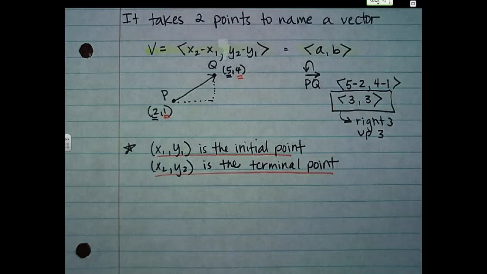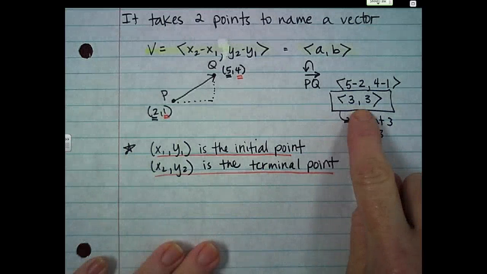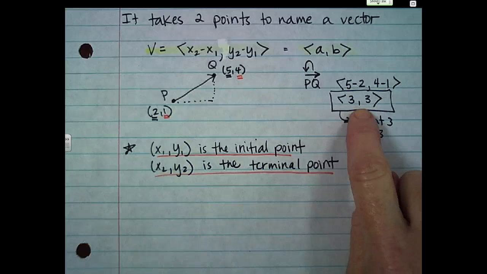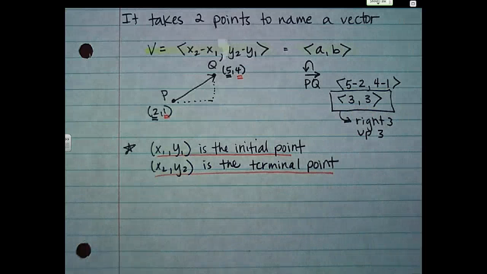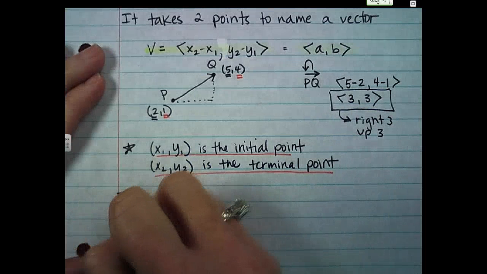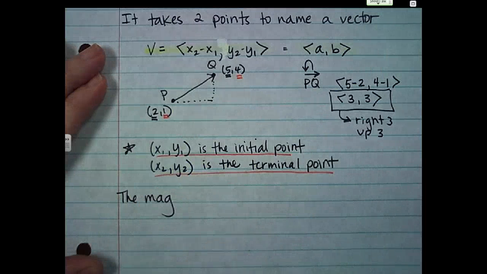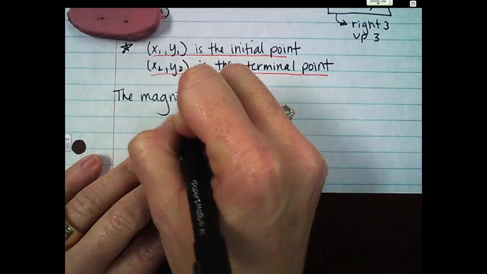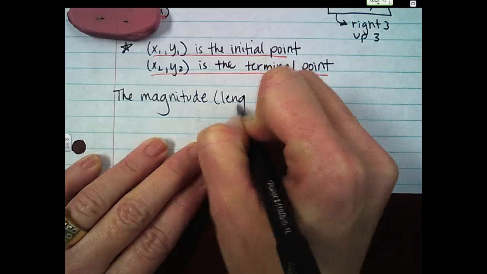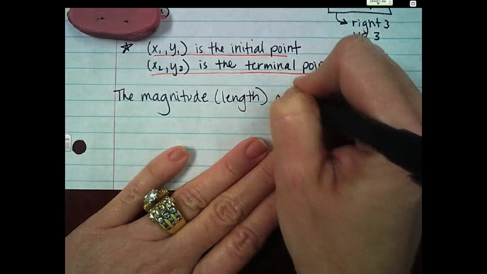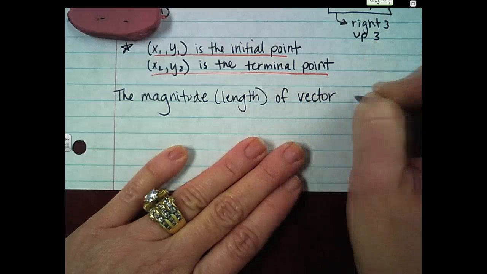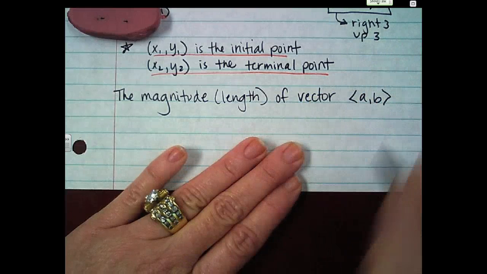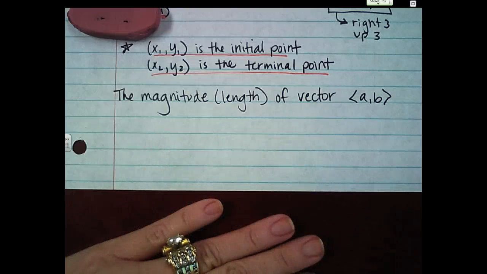Okay, so now I named the vector. PQ was named what? ⟨3, 3⟩, correct? Okay, so the next thing that they're going to ask you for a lot of times is the magnitude, right? So let's write that next. The magnitude or the length of vector AB, okay? And this is the formula to find it.